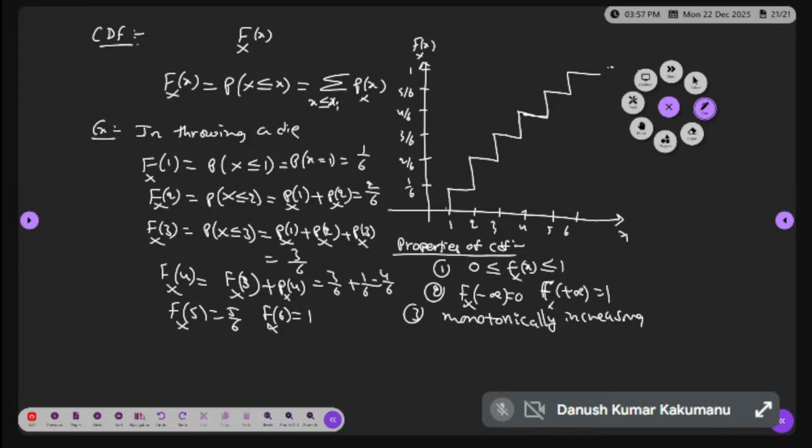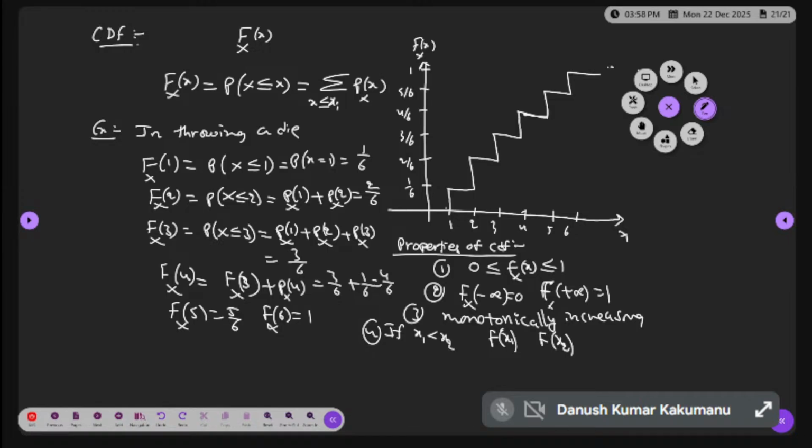How many properties? Four. Fourth property: if x1 is less than x2, then what is the relation between their CDFs? See here, what is the CDF of 2? CDF of 2 is 2 by 6. CDF of 3 is... 2 is less than 3. Then what is the relation between their CDF values? Less than or greater than? Greater than?